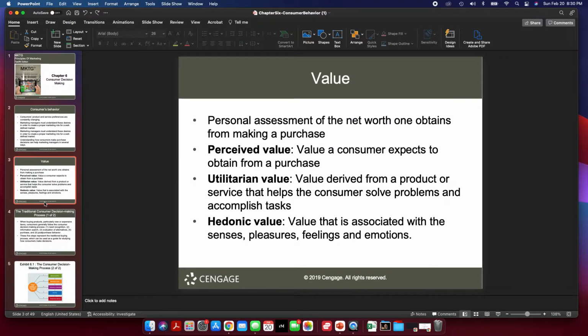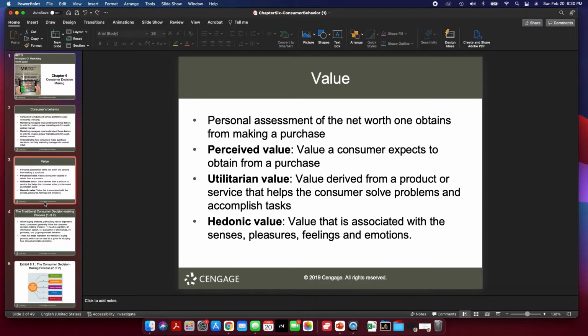So we talked in class about value, right? Value is something that's different to each person, and it's a personal assessment of the net worth one obtains from making a purchase. Now remember, we talked about sometimes people perceive value with a good price. Sometimes people perceive value with a good utility of a product. It's different for everybody, and we have to recognize that. There are three value definitions that I want you guys to know.